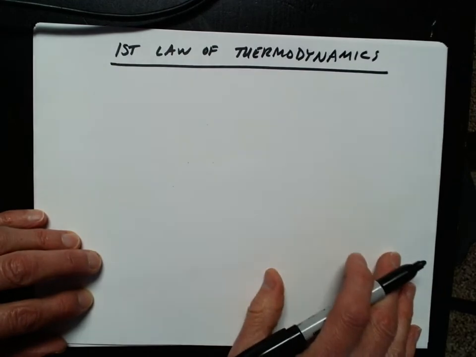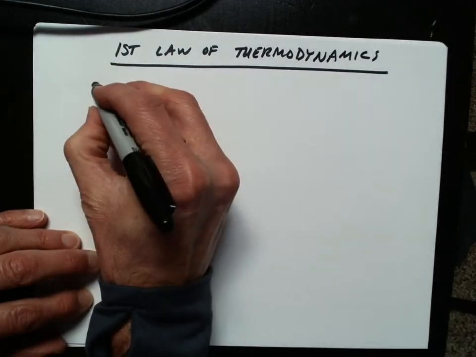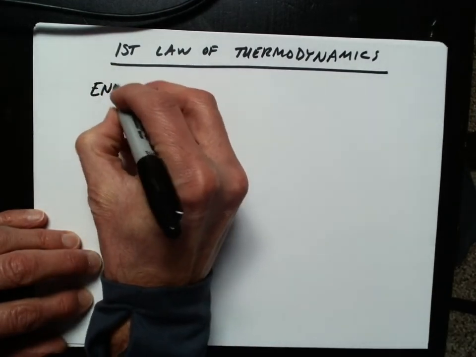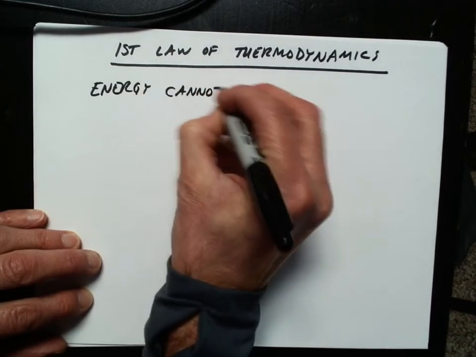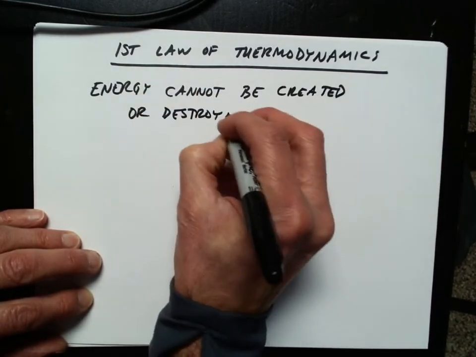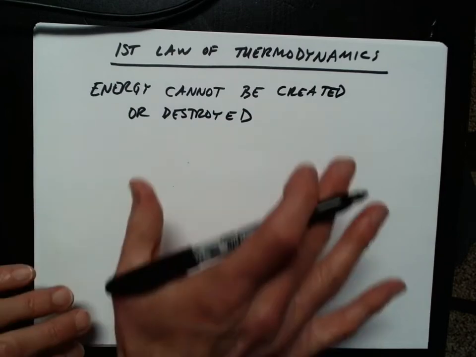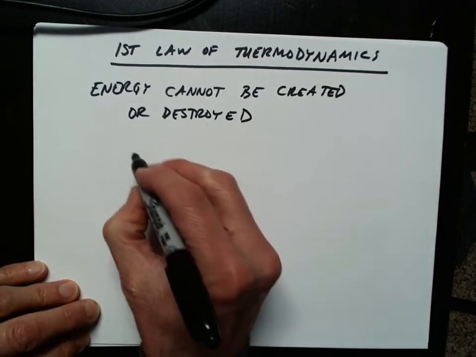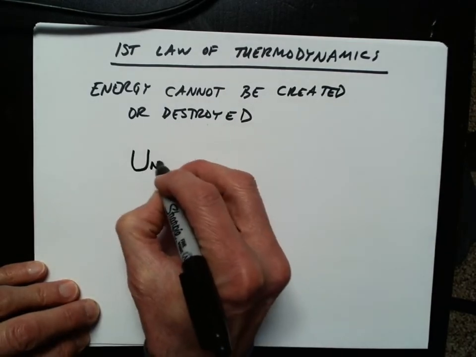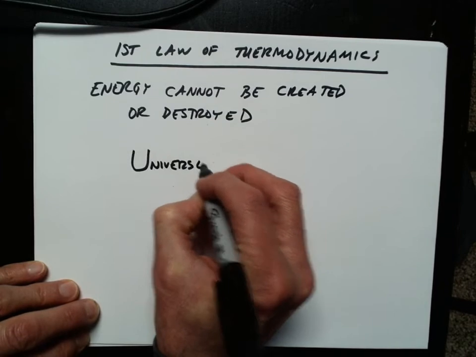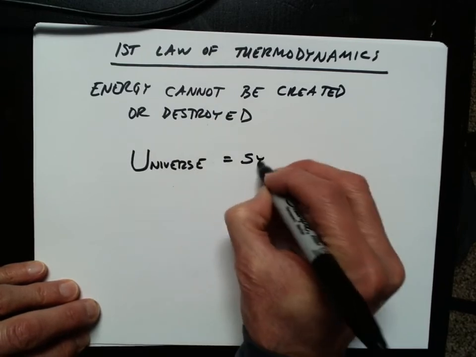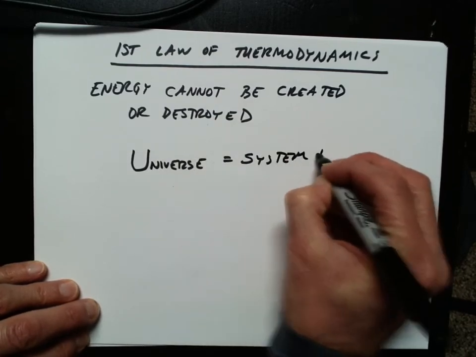This law you've heard of before. We covered this a lot this year. This law says energy cannot be created or destroyed. Another way of talking about this law is the amount of energy we have in the universe is the amount of energy we have in the universe. Now this refers to the universe. So remember, your universe is going to be equal to your system plus the surroundings.